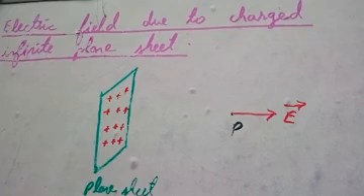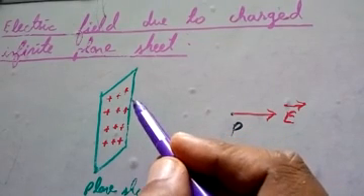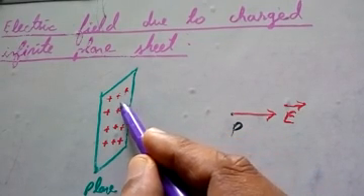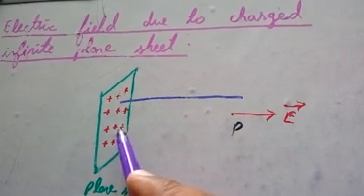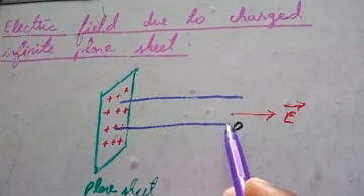Our aim is to find what the electric field is at this point. For that we'll choose a Gaussian surface. Remember, a Gaussian surface is an imaginary surface. So let's draw a Gaussian surface here. I will draw a cylinder. I'll draw a cylindrical Gaussian surface like this.